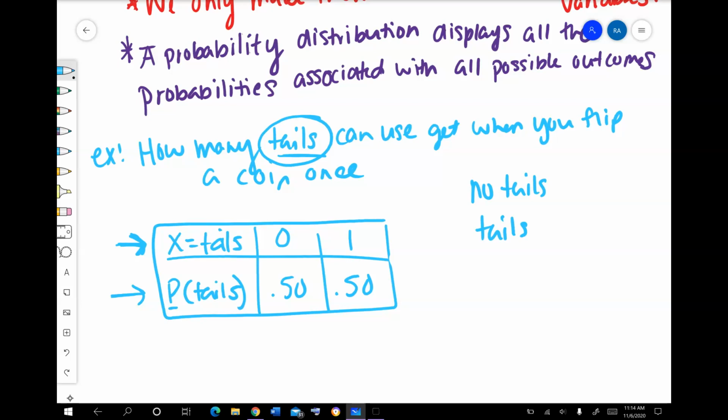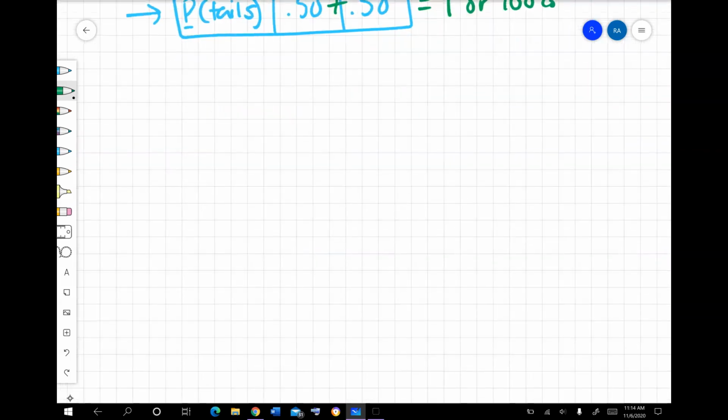Now, one thing you really need to know: for a probability distribution, the probabilities always add up to 1. Always add up to 1. 1 or 100%. If it's in percent form, it adds up to 100%. If it's in decimal or fraction form, it adds up to 1. This bottom row always has to add up to 1. If it does not add up to 1, then it is not a probability distribution table. Okay? So that leads into our next section.